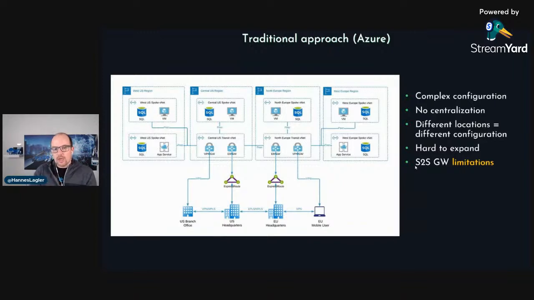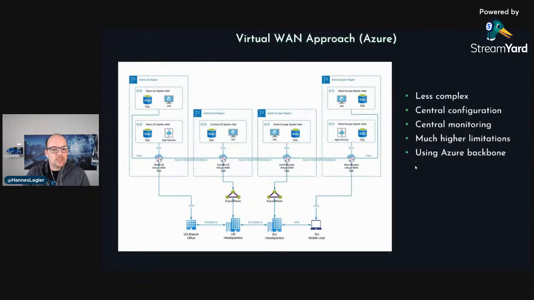When we go to the architecture based on Azure Virtual WAN, we have exactly this picture here. You can see we don't need more virtual WAN hubs for different connections.